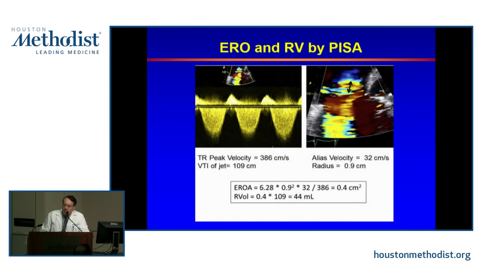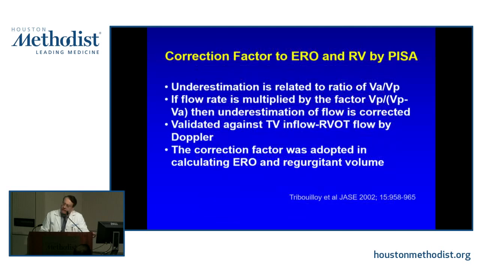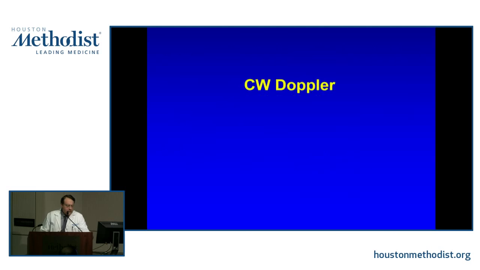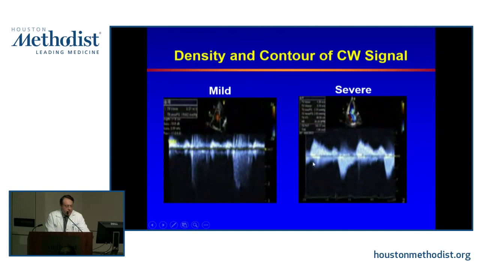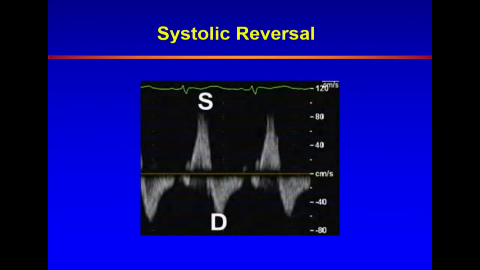But a word of caution about PISA and quantification. The guidelines were based on a study that used a correction factor to avoid underestimation of the actual volume of the tricuspid regurg. It will be more accurate. CW Doppler, no direct relation between peak TR velocity and severity of TR. Some people think with severe TR, if I have a high TR velocity, that's severe TR. Not correct, probably the other way around. Then we have this V-wave signal and very small RV-RA pressure gradient, and we looked at the systolic reversals.